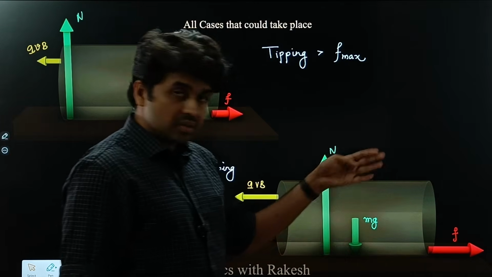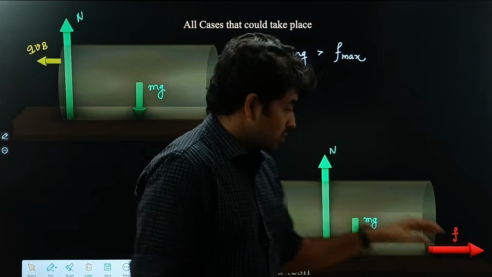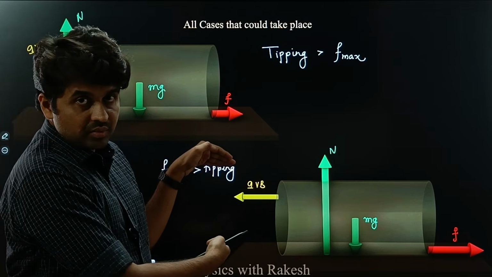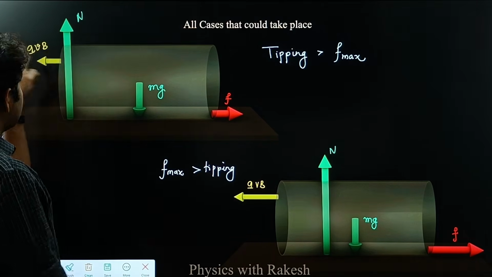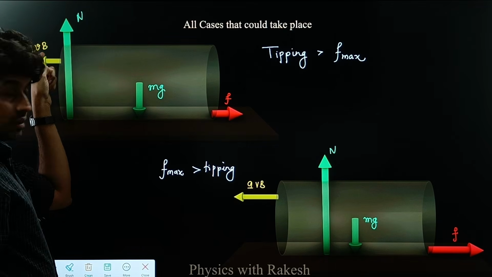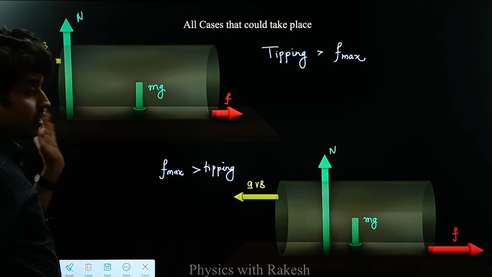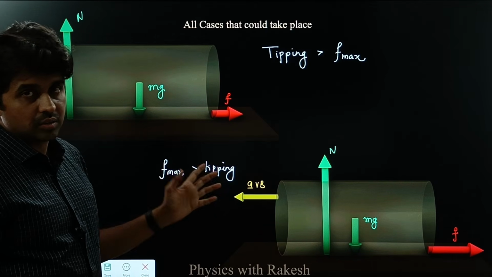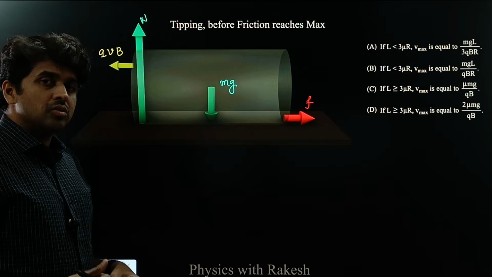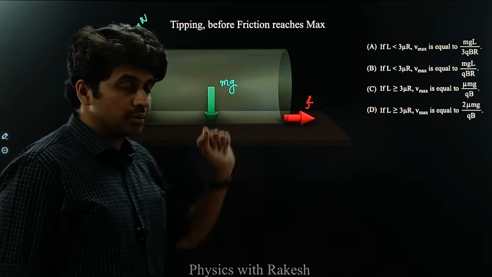In such cases, we have to stop it here. If the speed increases even further, QVB will increase. Friction is maximum, so it will start sliding like this. So we cannot increase it further. In the other case, if we increase QVB, this torque about center will increase and this whole thing will lift. So for each of these cases, we have to independently see what is the maximum velocity. So let us take the first case. The tipping happens before friction reaches maximum.